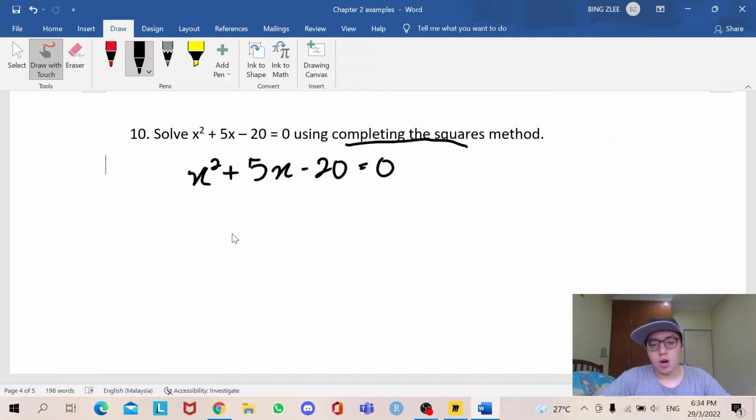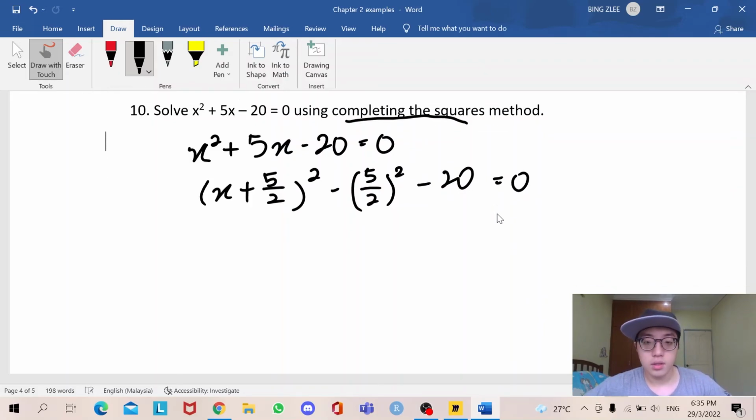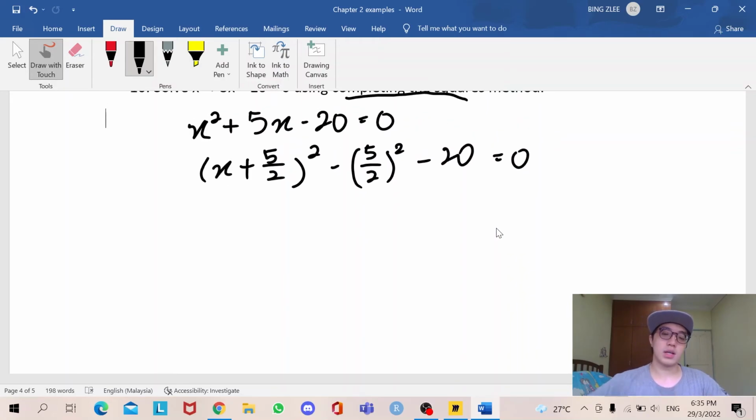So from the long proving that I did just now, we can just straightly, first thing, make sure that the coefficient of x squared is equal to 1. So we can straightly make a bracket, b divided by 2, so it's 5 divided by 2, x plus 5 over 2, the whole thing squared, and then bring the constant down, equals to 0. It's just that easy, okay? So completing the squares isn't actually that hard as I said.